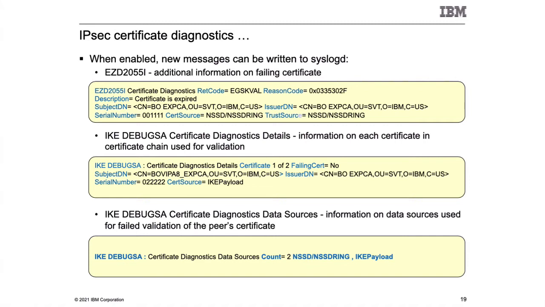If you've also enabled the debug SA level of messages, you'll get a certificate diagnostic details message for every certificate in the chain, and one of those messages will indicate failing cert equals yes, so that you know which certificate actually caused the problem. Additionally, you'll get a certificate diagnostics data sources message with information on the data sources used for the failed validation of the peer certificate.